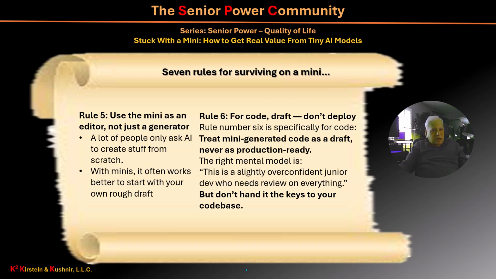Rule 6. For code, draft, don't deploy. For code, draft it. Don't deploy it. This rule is very critical. Treat mini-generated code always as a draft, never as production ready. That means keep the request small. One function, one error, one test at a time. Never paste unknown code straight into production.